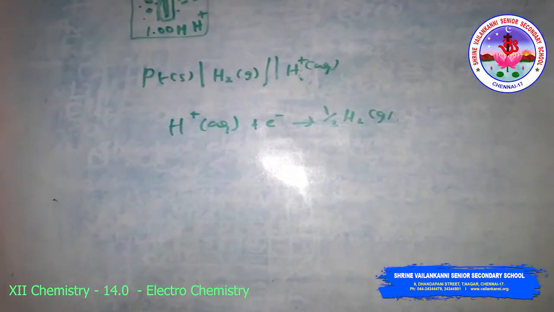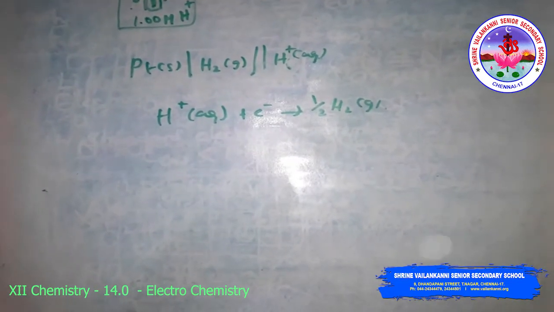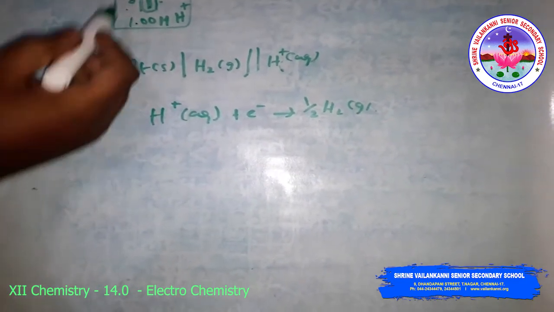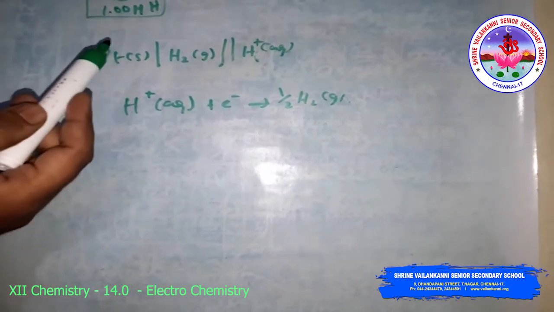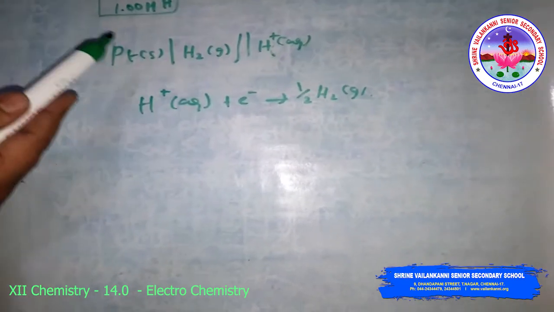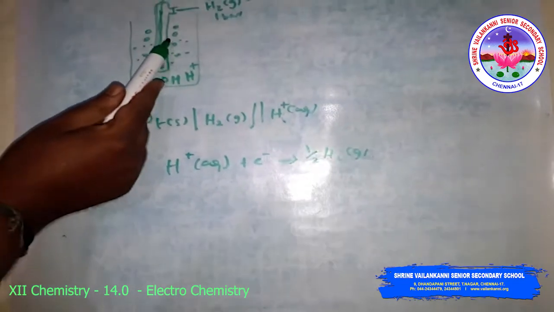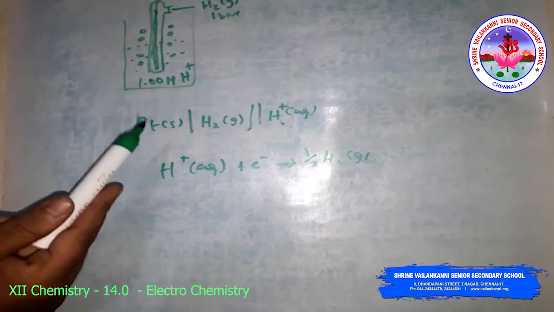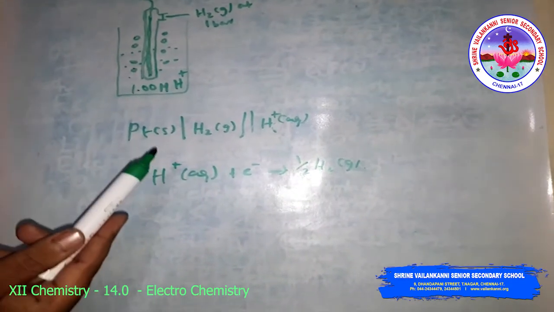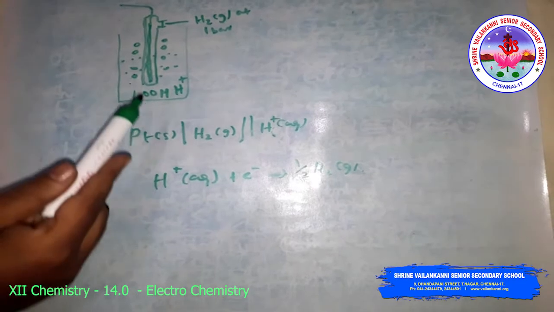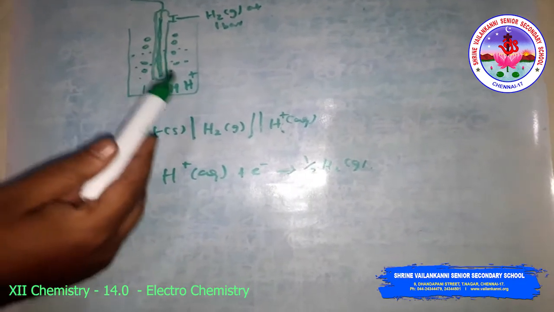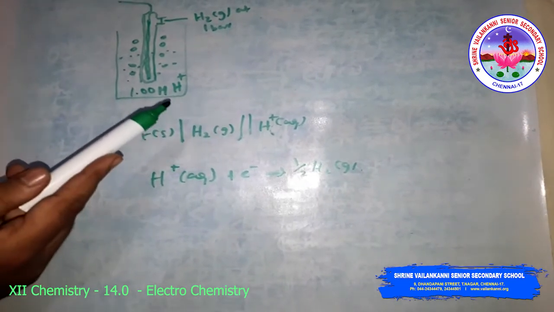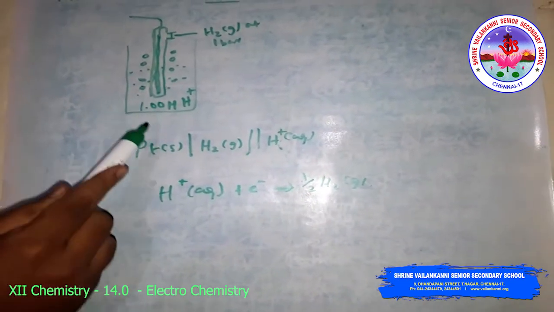The standard hydrogen electrode consists of a platinum electrode coated with platinum black, like this. The electrode is dipped in an acidic solution and pure hydrogen gas is bubbled throughout. Look at this, this is the hydrogen gas. The concentration of both the reduced and oxidized forms of hydrogen is maintained at unity. That implies the pressure of the hydrogen gas is 1 bar and the concentration of hydrogen ion in the solution is 1 molar.